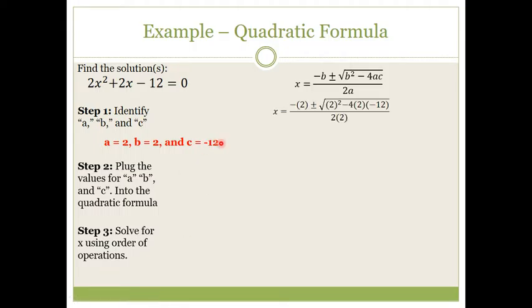All right, so here you can see I've plugged a, b, and c into the formula. It'll be easier if you go ahead and just put parentheses around all the numbers that you're plugging in. So this negative is here, and then I plug in the b, which is positive 2 in this case. And plus or minus the square root of b squared, where b was 2. This 4 is always here. And then a is 2, and c was negative 12.